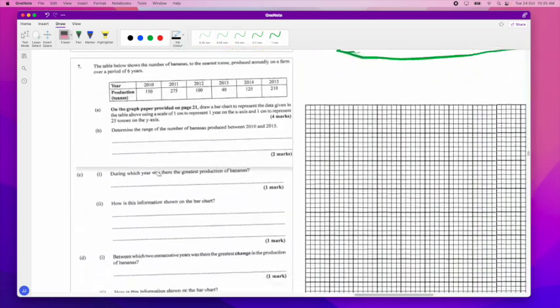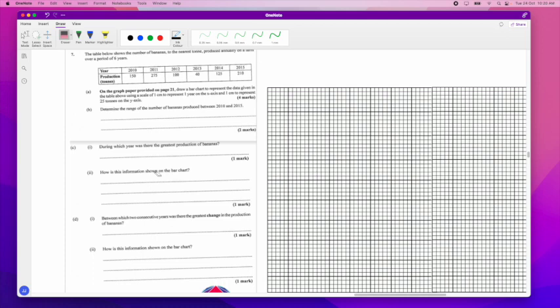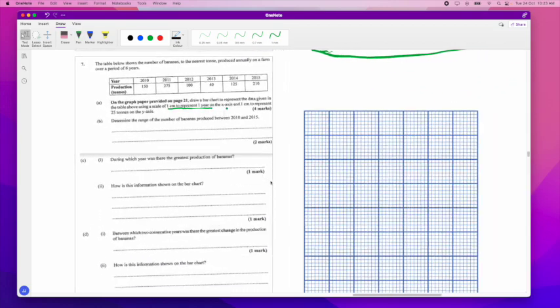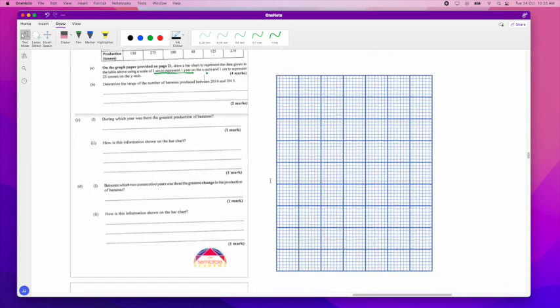All right, moving on, we have another graph question here. I could see here that we have 6 years and the amount that were produced. On the graph provided, draw a bar chart to represent the data given in the table above using a scale of 1 centimeter to represent 1 year on the X or horizontal axis.